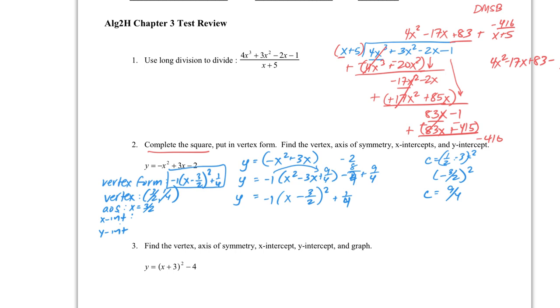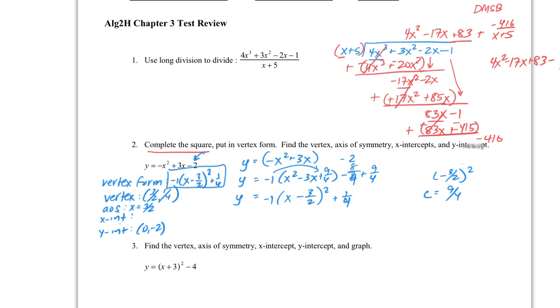My y-intercept, I'm going to take it from the original equation because I know the c value when it's in quadratic form. The c value is the y-intercept. So it's going to be, as an ordered pair, (0, -2). And the only thing left to figure out here is what is the x-intercept.